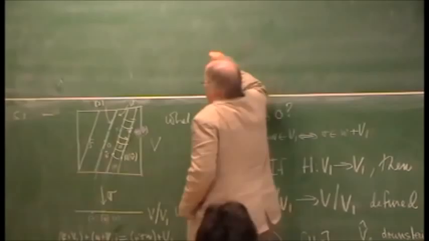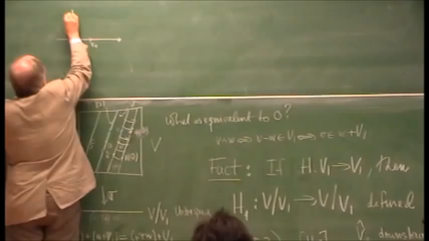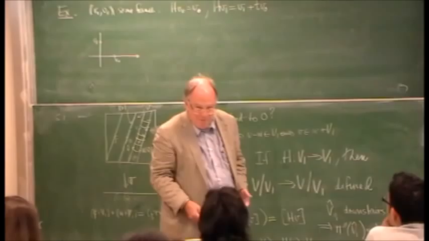Well, let's pretend this is an orthogonal basis. Let's see, here's v0. Here is v1. Okay? I now use arrows so that you could be really happy.